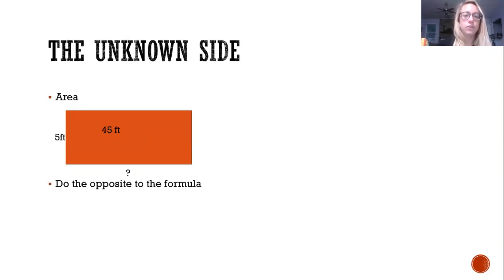Well, you would do the opposite of the formula. So in the formula, we know length times width equals the area. So now we're starting with the area, and what's the opposite of multiplication? Division. So we're going to do the area divided by the length. 45 divided by 5. And from our fact families, we know that that is equal to 9 feet. So our unknown side is 9 feet long.